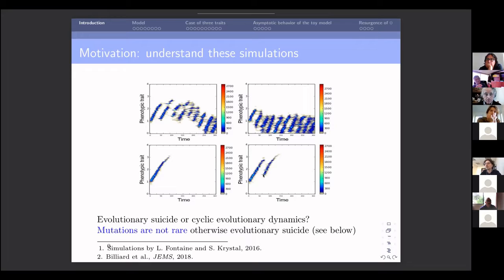And so you have a new branch in the evolutionary dynamics up to evolutionary suicide, or you even may have cyclic dynamics like those in the top pictures. Okay, so this I want to understand, to quantify, to analyze asymptotically this kind of dynamics.